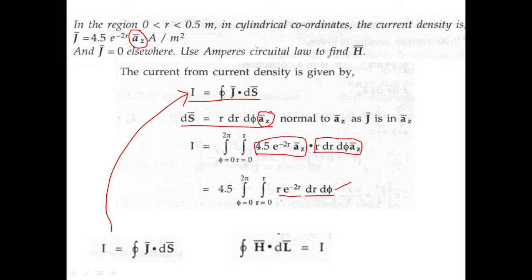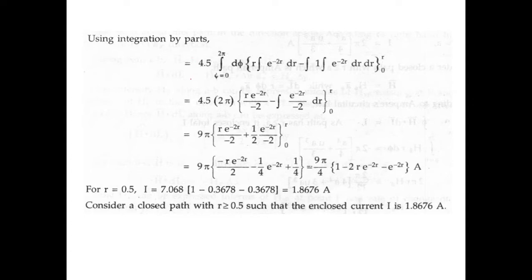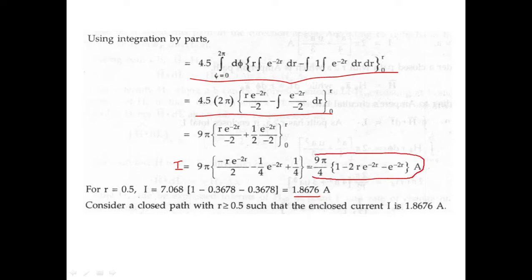Now how to solve this? You have to use integration by parts. When you solve this integration, you get the answer to be 1.8676 amperes. This is what we have here. We have I, and the equation we got is with respect to R.